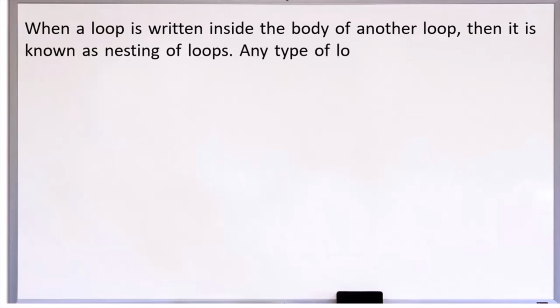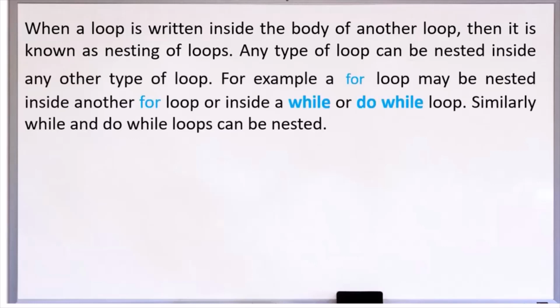You can see on the screen what I am typing. When a loop is written inside the body of another loop, it's also known as nesting of loops. You can nest any of the three types of loops inside. You can nest a for loop inside do while, a do while inside for, while inside while, for inside for. So there is no limitation there.